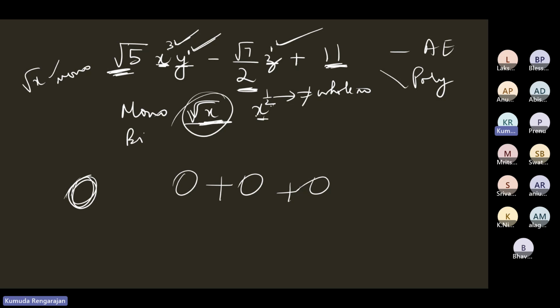So root x is not a polynomial, so it cannot be called a monomial. It is an algebraic expression. That's it.